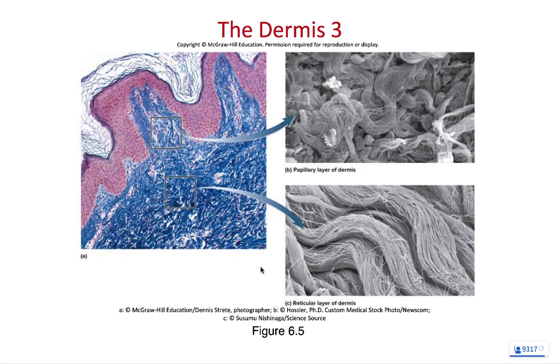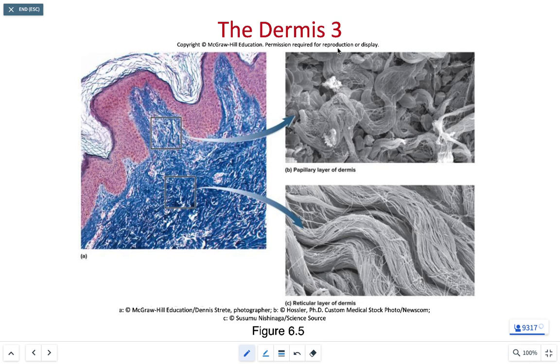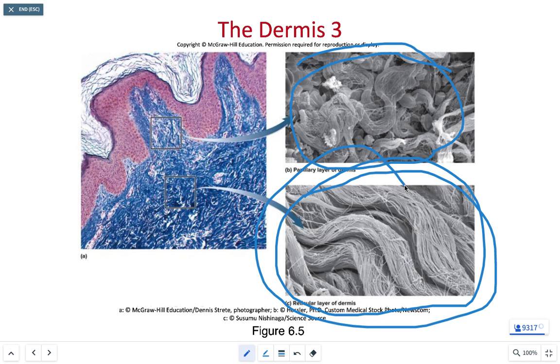So as we're looking at these layers, within the papillary layer, made of that areolar tissue, we have smaller collagen fibers, and then within the dense, irregular connective tissue of the reticular layer, the collagen fibers are much more pronounced and emphasized, much stronger.